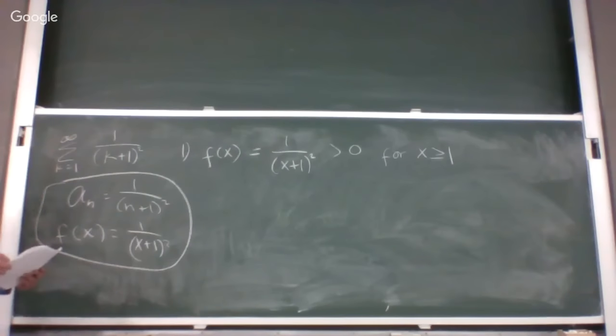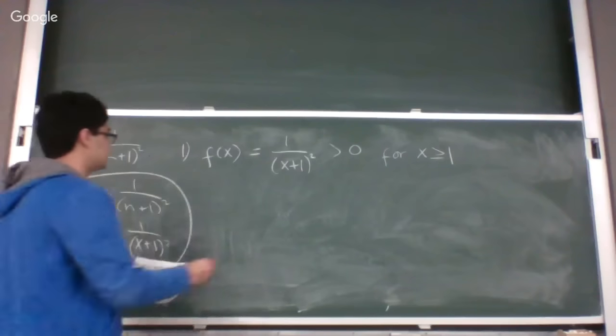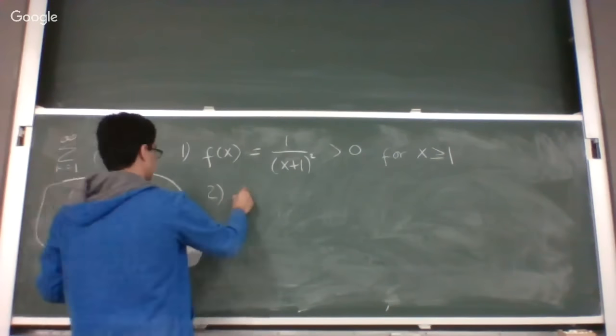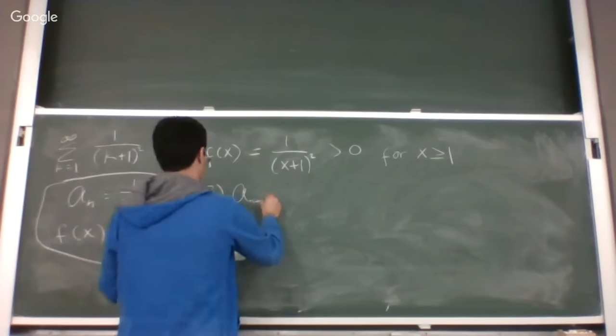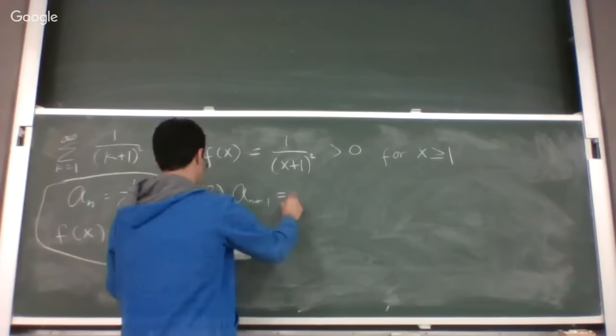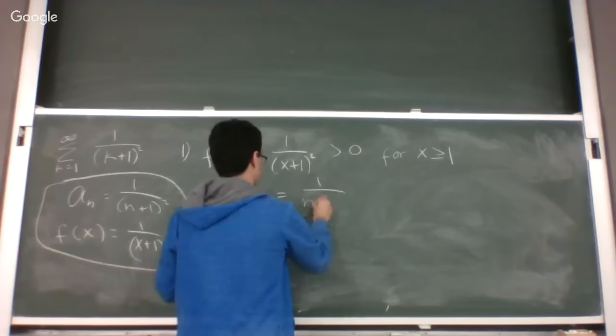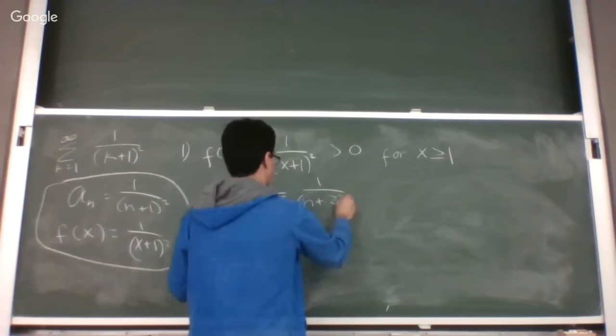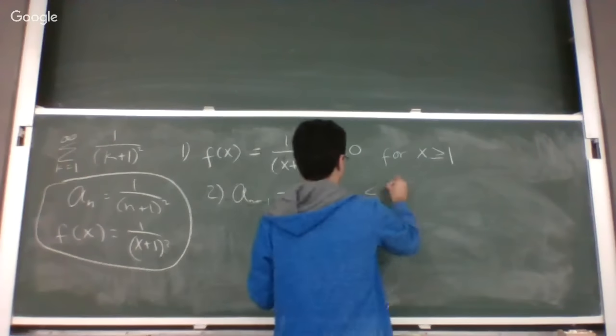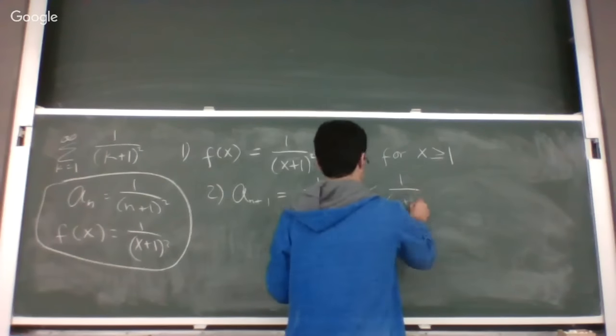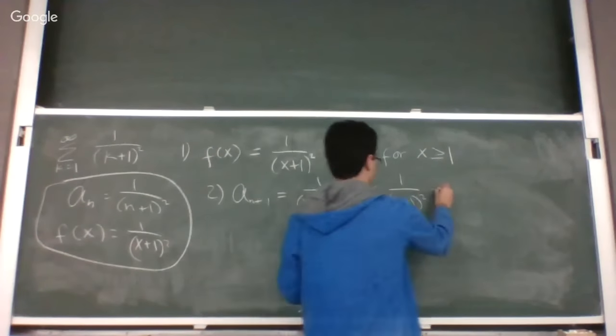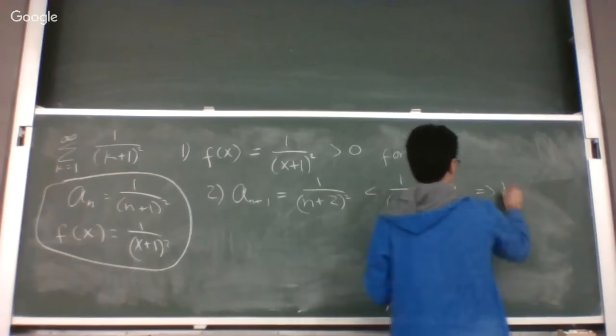Second part is you have to show that the function is decreasing, but if its derivative is negative, you know it's decreasing. So there's 2 ways to do this. You can show that a sub n plus 1 is equal to 1 over n plus 2 quantity squared. And we know that has to be less than 1 over n plus 1 squared, which is equal to a n. Therefore, it's decreasing.